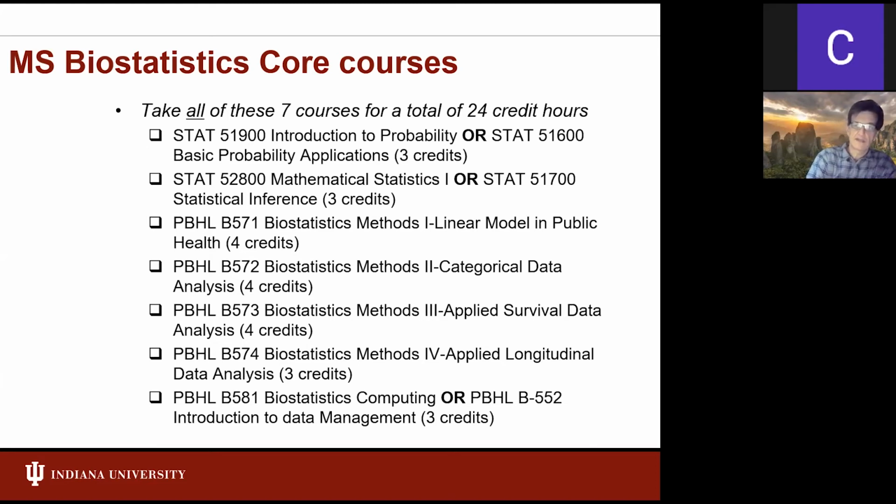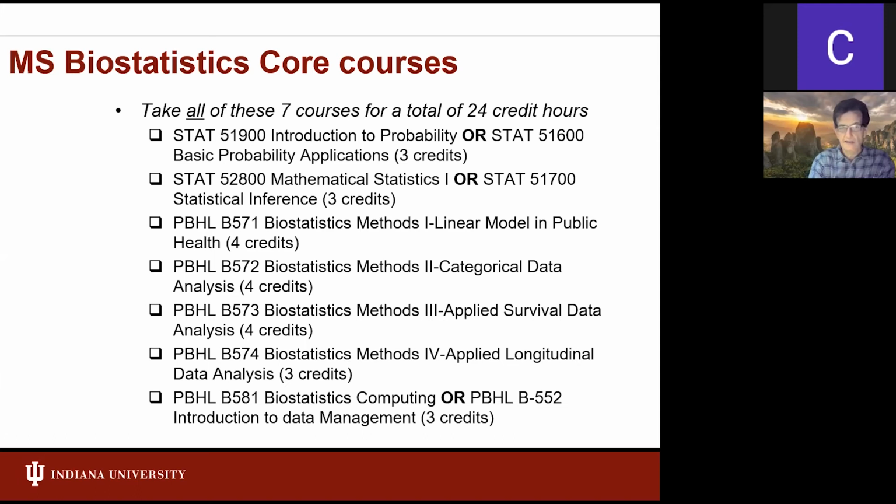If you think you might not want to continue and obtain your PhD in our program and apply elsewhere, I'm sure they will accept 516 or 517 as probability and math stats elsewhere, because the syllabi are identical. However, in our program, the handbook explicitly states that 519 and 528 must be the courses that someone has to have in order to continue on to the PhD program.